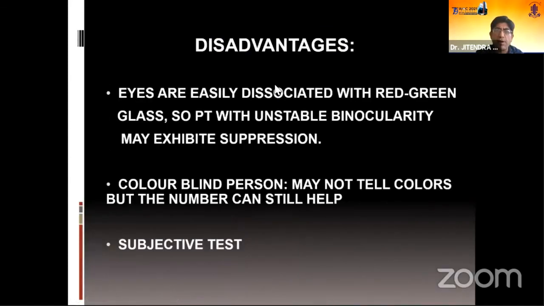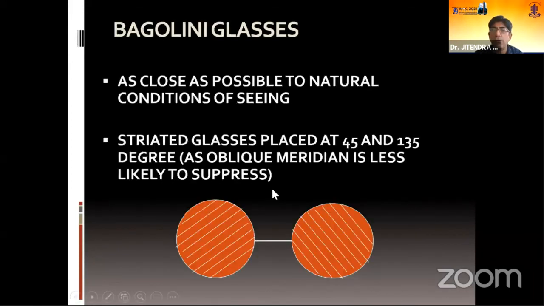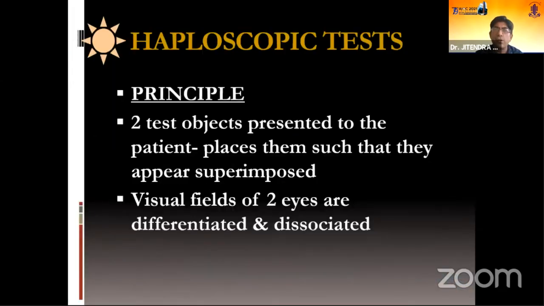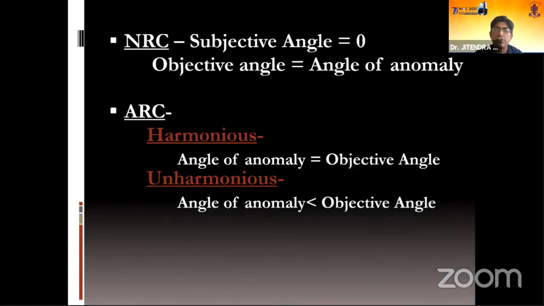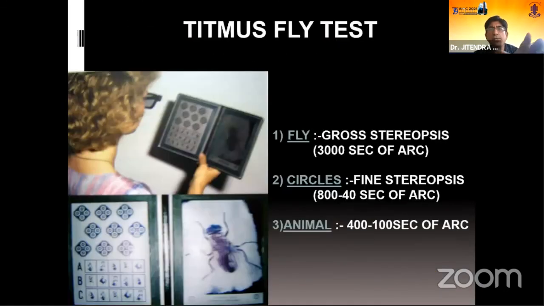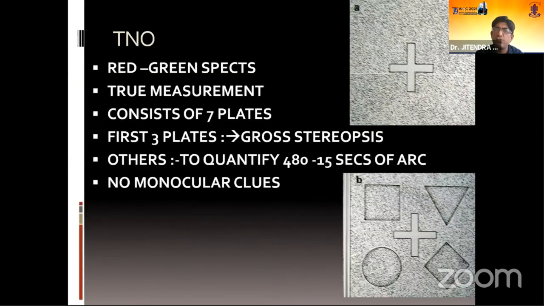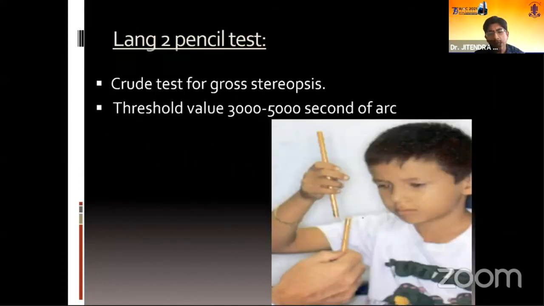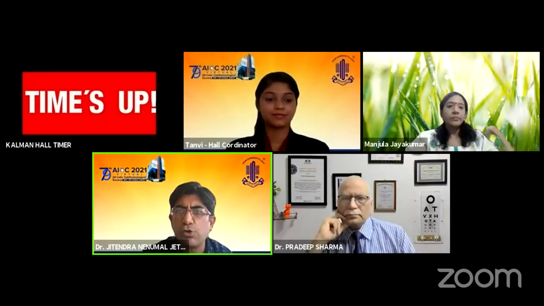And then you have other tests like Bagolini's glasses, a wonderful test. This is the normal response, and these are some of the tests for stereoacuity. I think you should just see those stereoacuity tests. This is the Titmus fly test, TNO test, and Lang's test, Frisby test, and this is a gross two pencil test, another wonderful test which you should do for stereoacuity. So thank you so much.